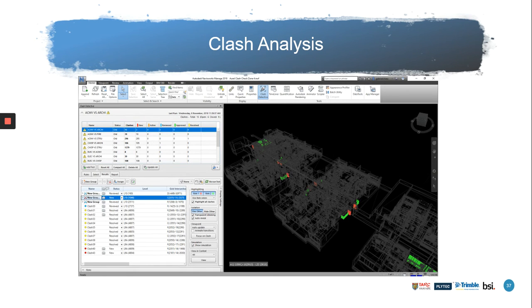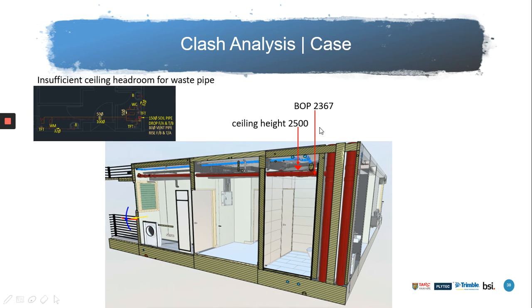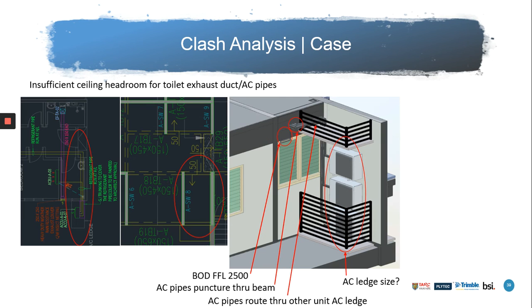So with Navisworks, you can have a clash analysis. You have a piping here. You have insufficient ceiling headroom for the waste pipe. This is case one. So you can see at different phases what solution we should do. Maybe we increase the AC latch size.